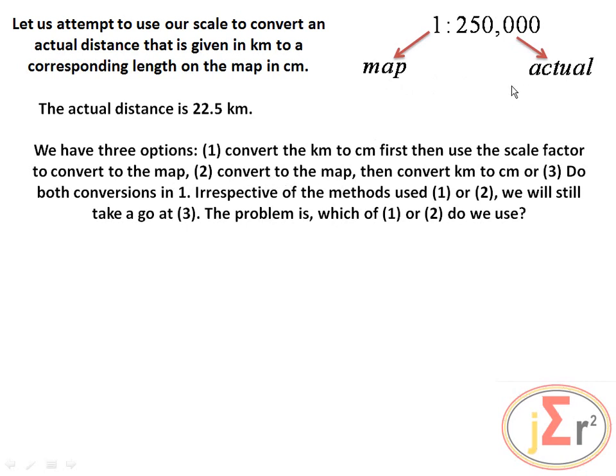So say what the distance will be on the map, but that will be in kilometers, and then we need to convert the kilometers to centimeters. Or 3, do both conversions in one, as we have demonstrated before. Irrespective of the method used, 1 or 2, we will still take a go at 3. The problem is which of 1 or 2 do we use? Which one do we use?